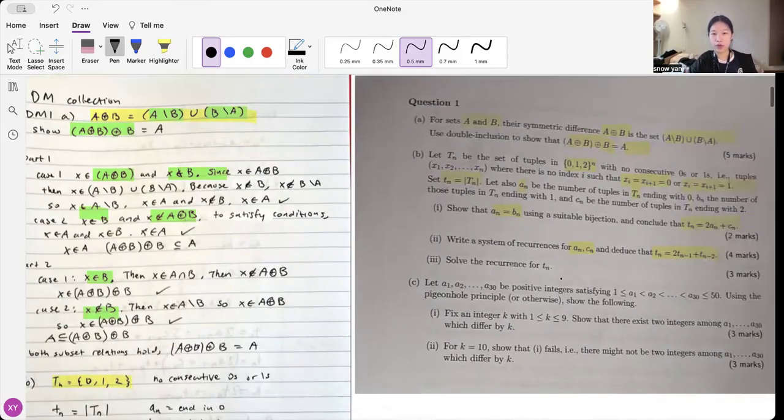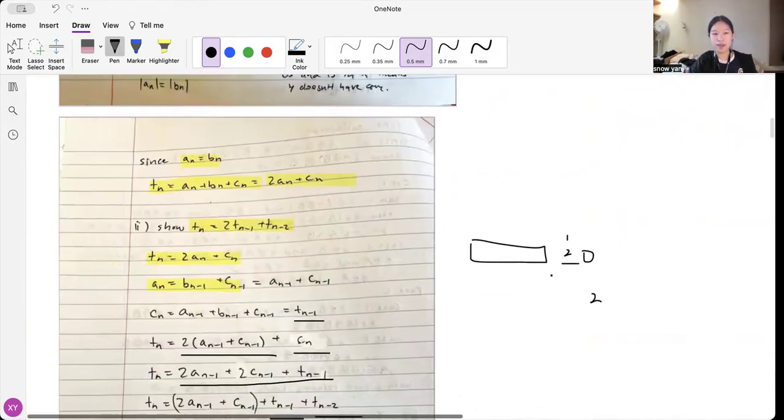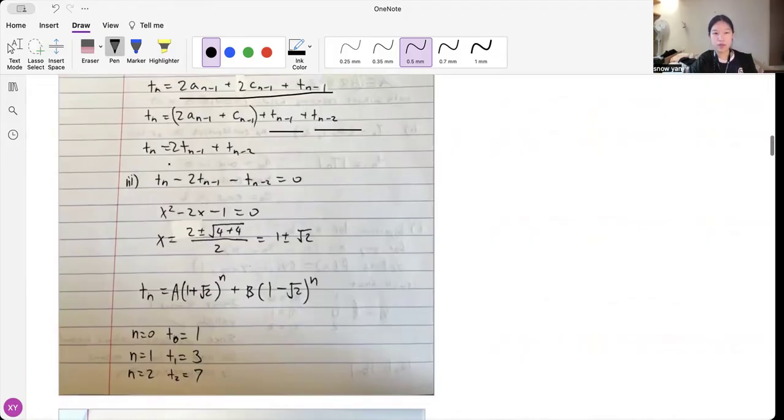For part 3, solve the recurrence for Tn. Since I already have Tn in terms of itself, I just move the terms so that it's equal to 0 on one side. So I move all the Tn terms to one side. I just replace my Tn with x's. So now this is x squared, this is 2x, this is minus 1, equal to 0. This is my characteristic equation. I just solve for x, and this is just a classic quadratic formula. I get x is equal to this. So my two roots are 1 plus square root 2 and 1 minus square root 2. And I raise both to the nth power, and I have coefficients a and b on the side.